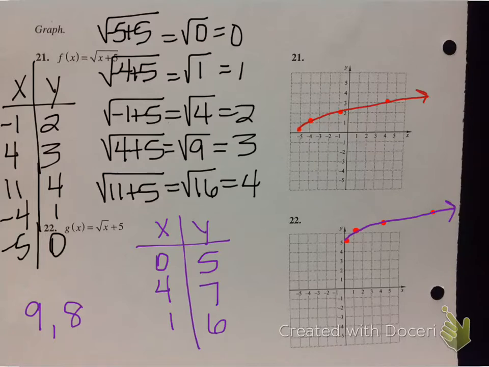One's not really steeper than the other, but what you may have noticed is that the plus 5 on this purple graph raised our graph 5 units up. Whereas on the first one, with my red graph there, we were actually 5 units to the left. So the plus 5 underneath the radical and a plus 5 on the outside of the radical does impact the graph differently.